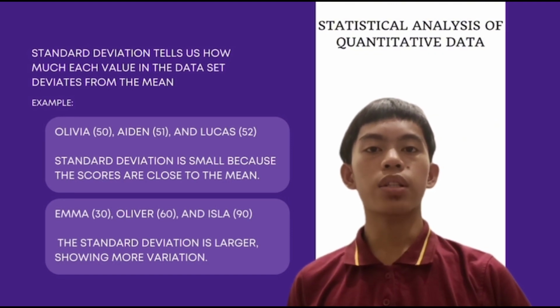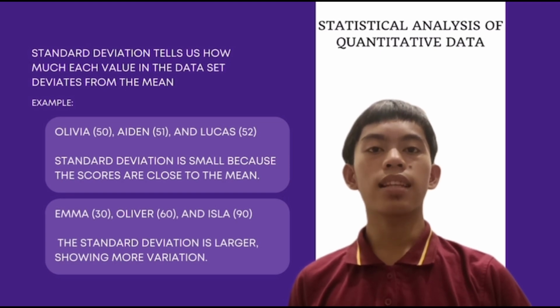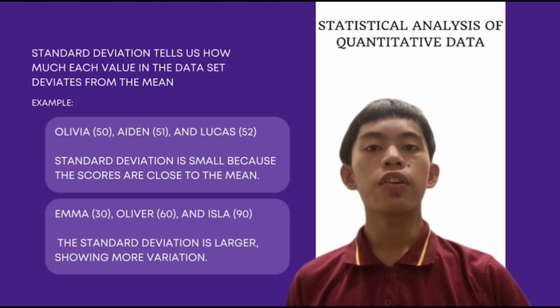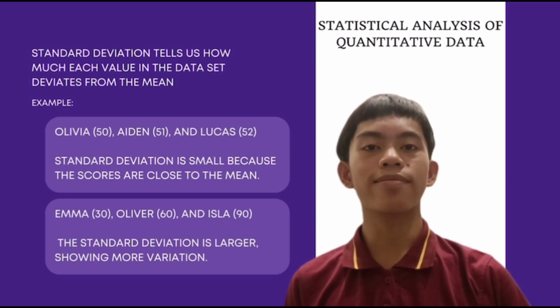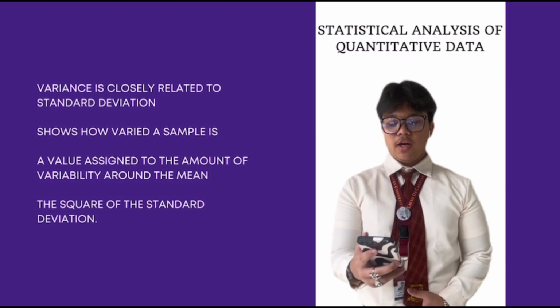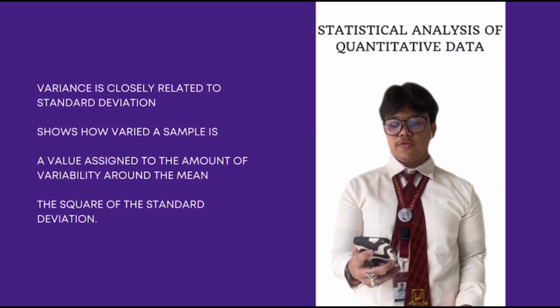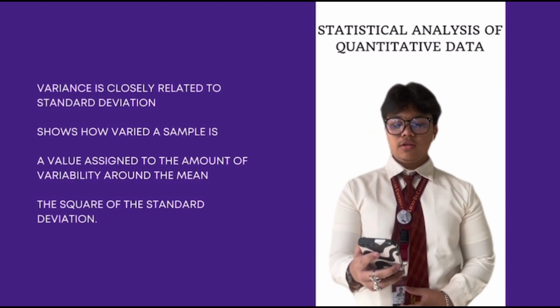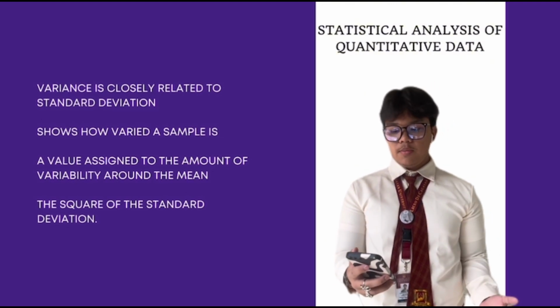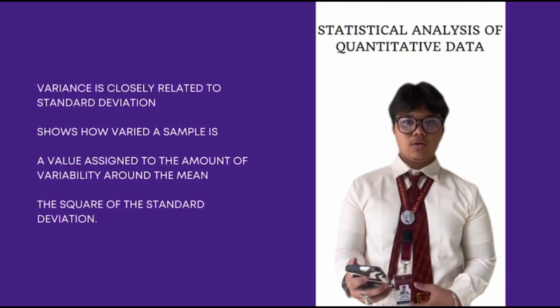But for the test scores of Emma, 30, Oliver, 60, and Isla, 90, the standard deviation is larger, showing more variation. Finally, the variance is closely related to standard deviation. It's the square of the standard deviation and provides an overall measure of how data is spread out.